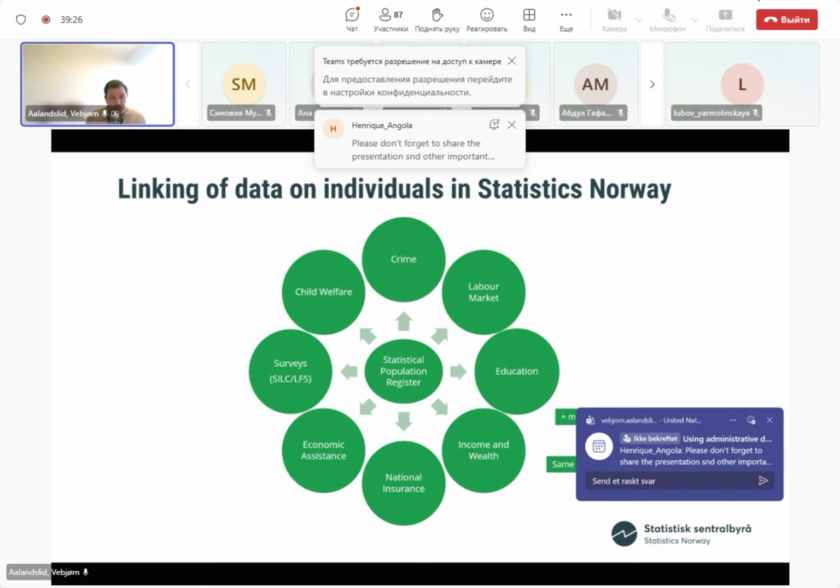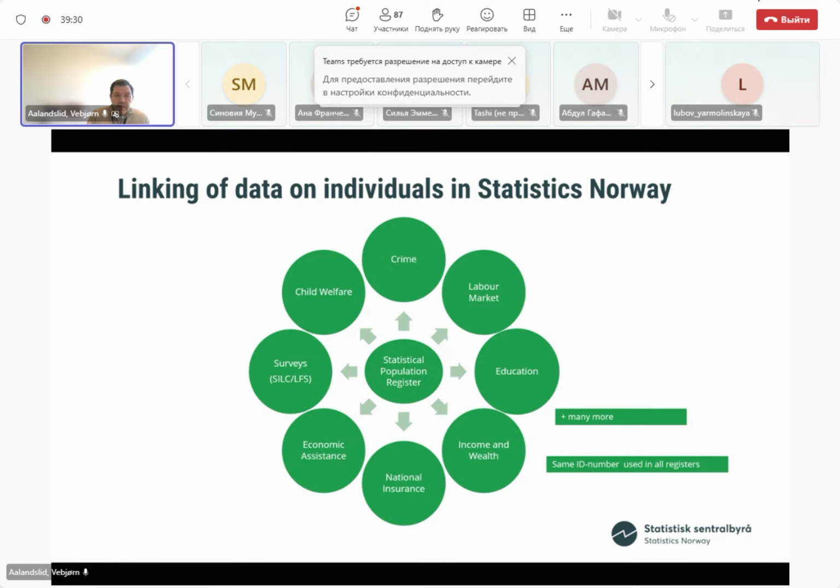And all of these systems, all of these registers, they use the same ID number, and it's used in all the registers. And this way of working is also the same approach that we use when it comes to our surveys and our data on businesses, where we use the statistical business register and link these data to other more subject matter registers in order to produce statistics.